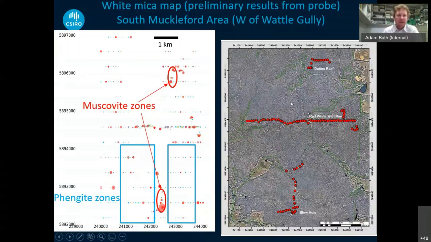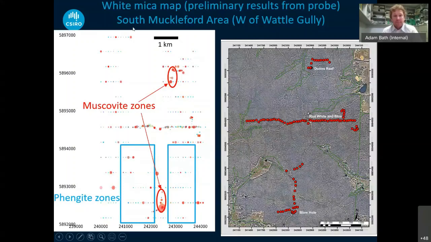So this is 1 kilometre. I think it's about 6 kilometres or so, and it's about 5 kilometres. This is the South Muckleford Area, and all these data points are samples where we've separated the white mica, and then we've done probe analysis on it. This is a lot of the work that Tobias has done with Katie and Tina.